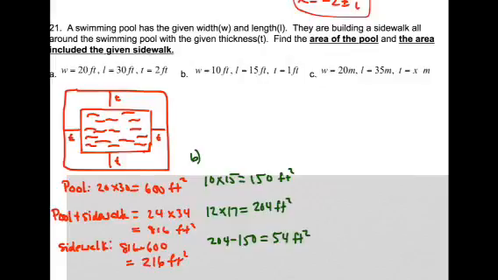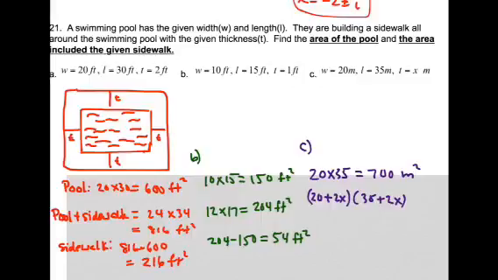For part C, it's 20 times 35 for the pool. So that's 700 square meters. You're adding x on each side. So that's 20 plus 2x times 35 plus 2x, right? Because it's x on each side, so it's 2x total.